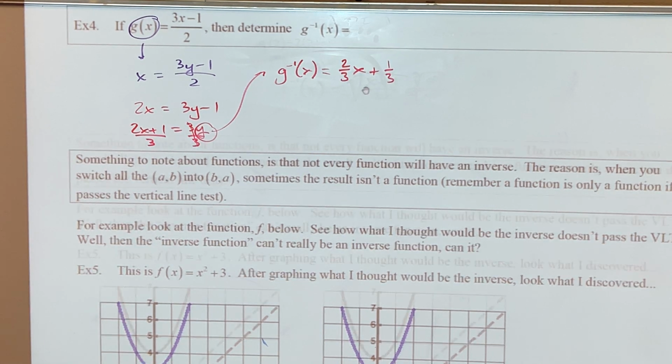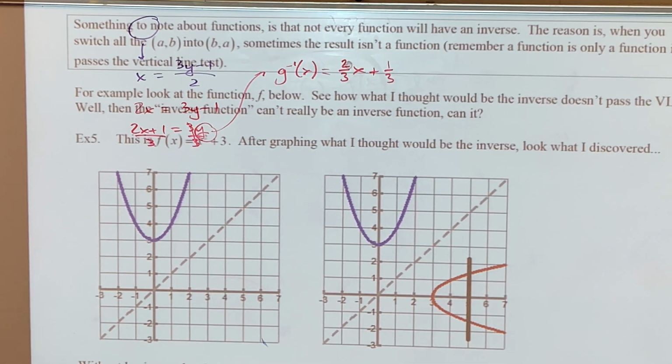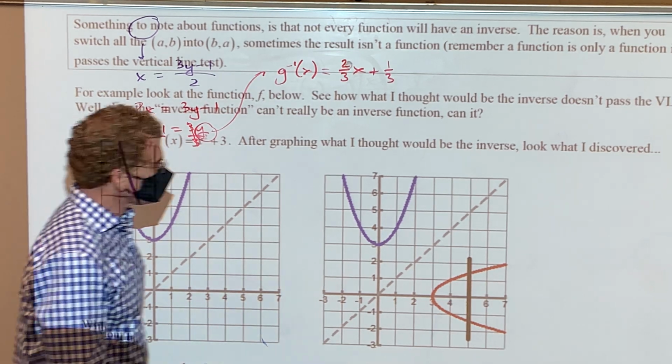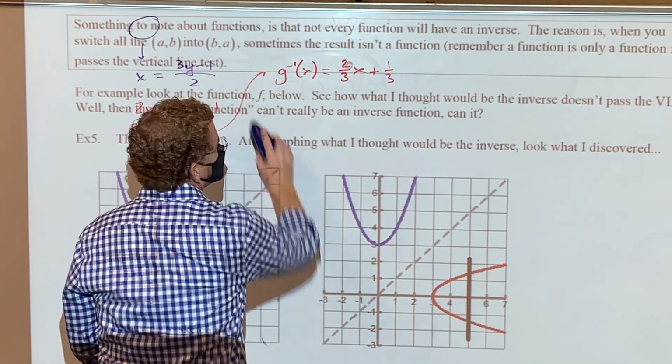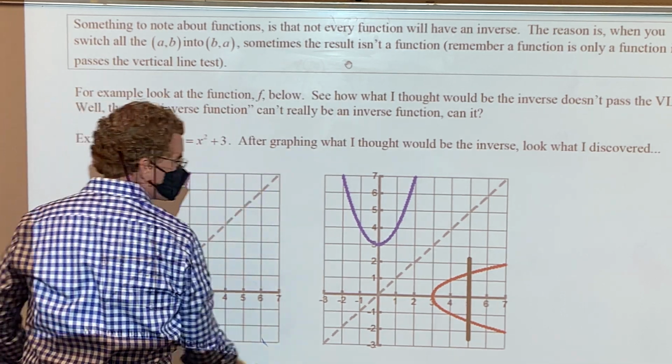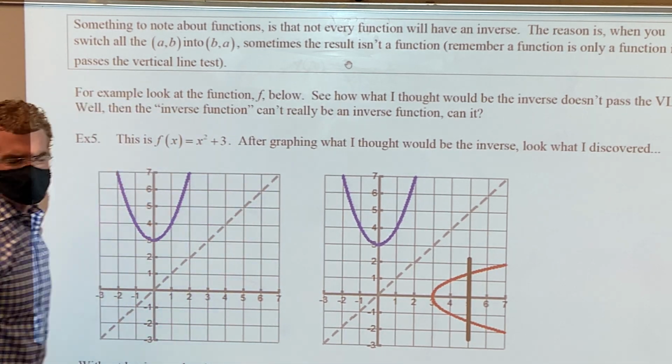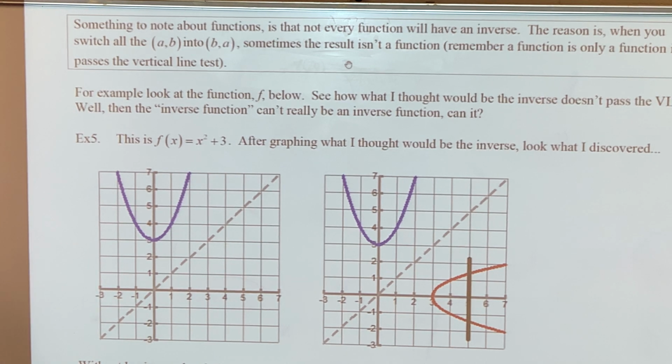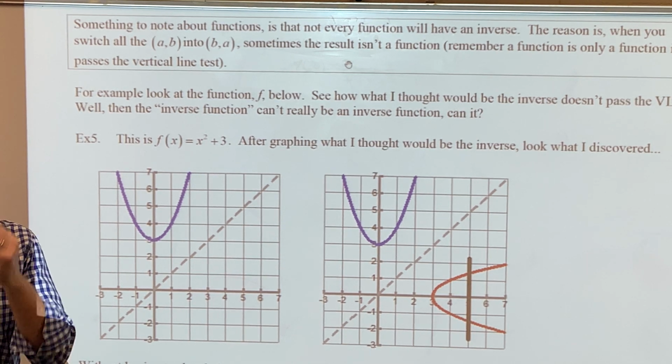Now, here's something else about functions and inverses that I want to talk about. Not every function has an inverse function. Hear that again. Not every function has an inverse. So let me just show you that clearly. And before I show that, I want to ask you about a rule, if you remember this.